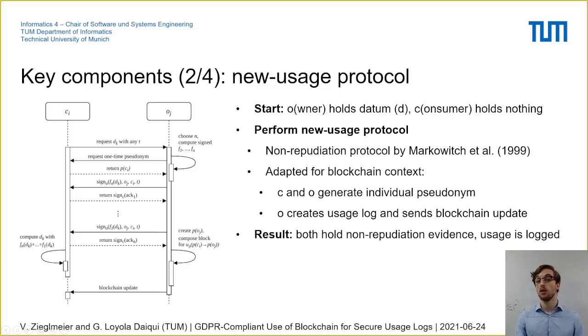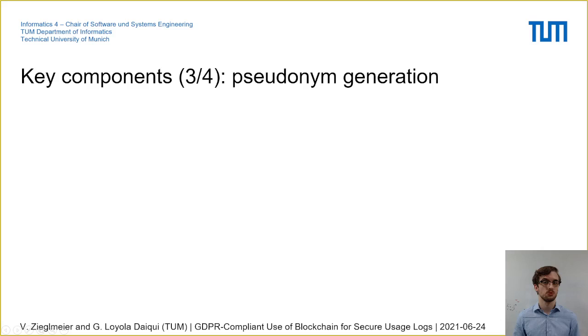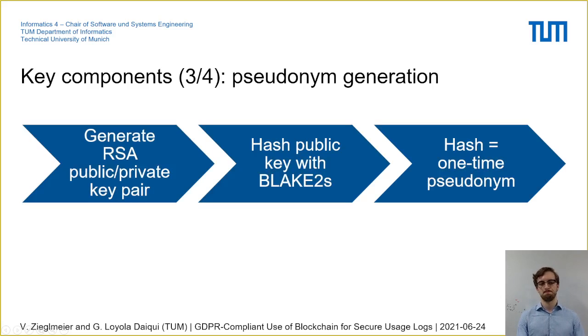Good. Third, we have the pseudonym generation, maybe the most important part, because we need to guarantee certain properties, as we talked about before, with these one-time pseudonyms. And we came up with a two-step process. Firstly, an RSA public-private key pair is generated both by the consumer and the owner for each new transaction. They hash the public key with Blake2s. The hash then represents the one-time pseudonym. Importantly, this process is one-way, so it cannot be reversed feasibly.